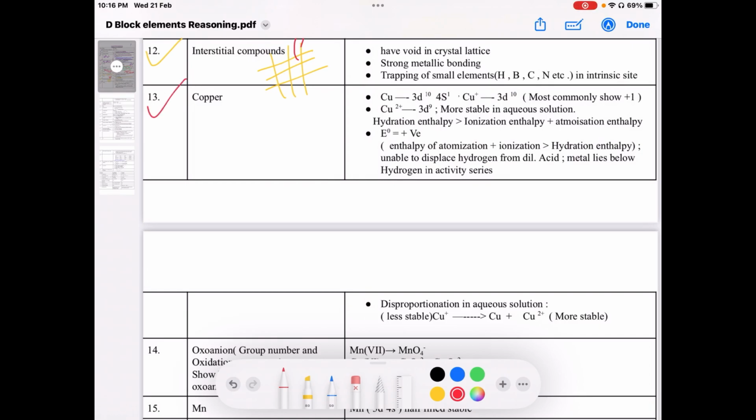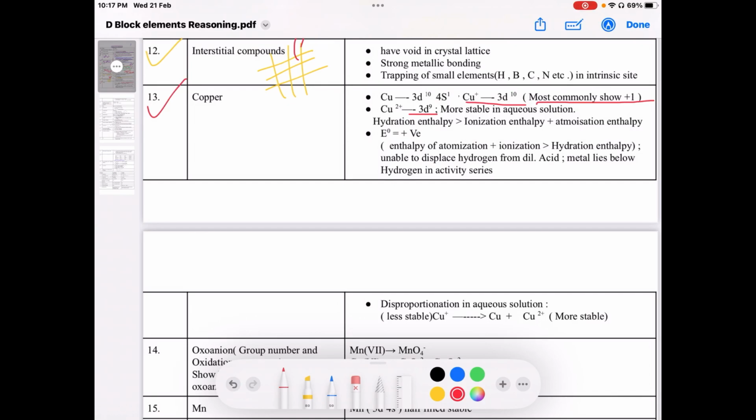Next, if a question is about copper, its atomic number is 29 and its configuration is 3d10 4s1. Half-filled and fully filled configurations are more stable. That's why transfer of an electron takes place from the s orbital to a d orbital in order to make it fully filled. Now Cu+ is 3d10, most commonly shown +1 oxidation state. That one is univalent copper. Then Cu2+ is 3d9.